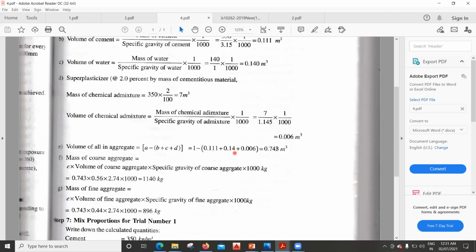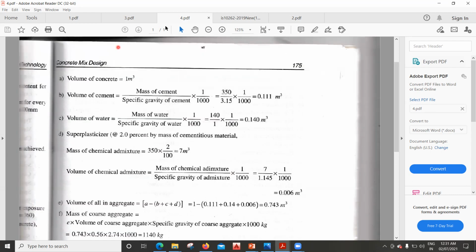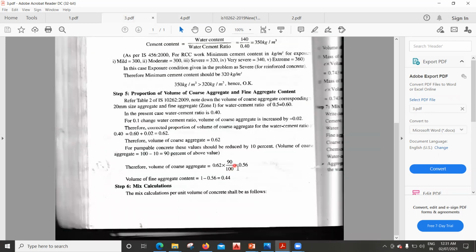Now this is all aggregate. This 0.743 includes your coarse aggregate and fine aggregate, but we want to separate out coarse aggregate and we want to separate out fine aggregate, right? Therefore mass of coarse aggregate is equal to E into volume of coarse aggregate into specific gravity of coarse aggregate into 1000. E is the value that we are getting. The alphabet E stands for this: volume of all-in aggregate, 0.743, into volume of coarse aggregate. So volume of coarse aggregate is 0.56. From where did we get that 0.56? We got it from here, right? Volume of coarse aggregate is 0.56.